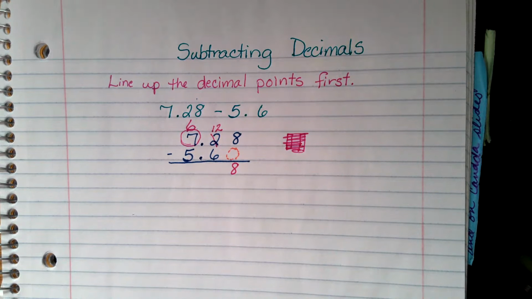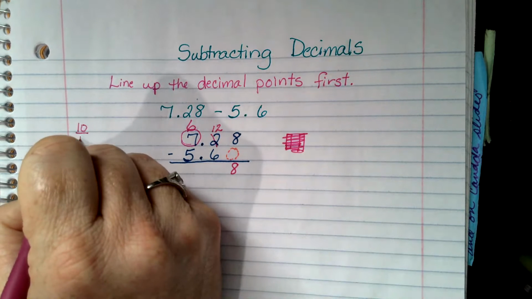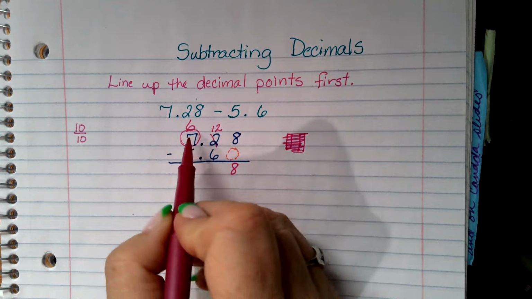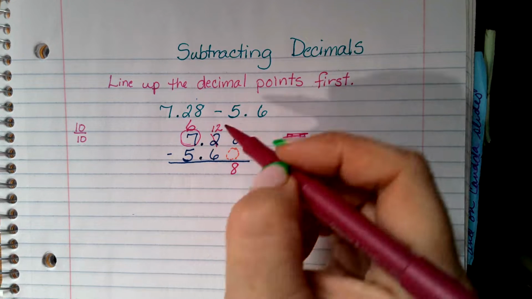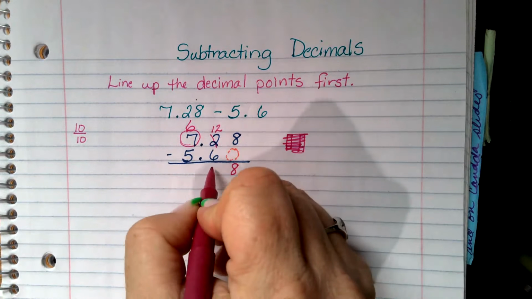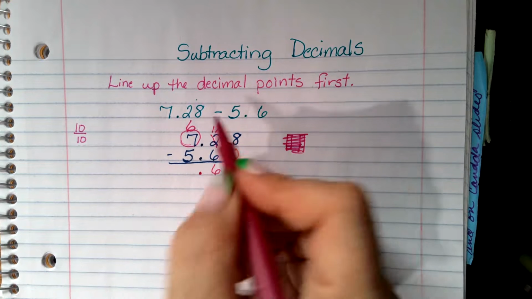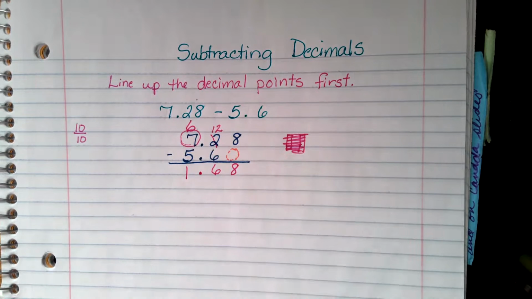Remember that 10 tenths equals a whole. So what we did is we took one whole from this and moved it into our tenths. 12 minus 6 is 6. We keep our decimal points lined up. 6 minus 5 is 1. Our answer is 1 and 68 hundredths.